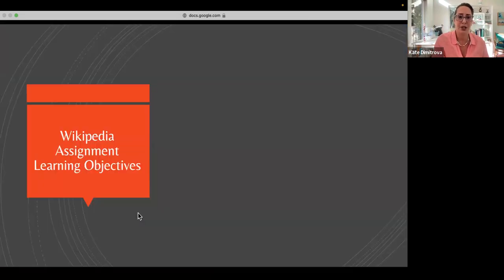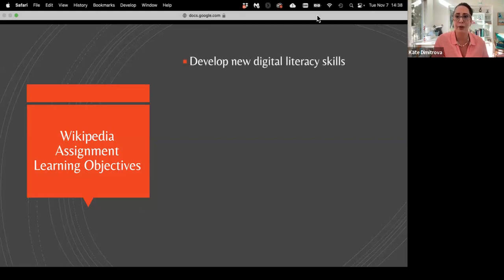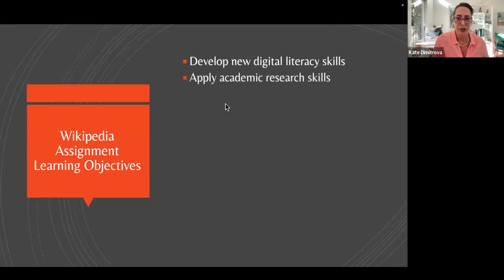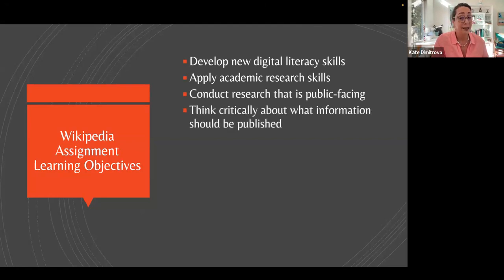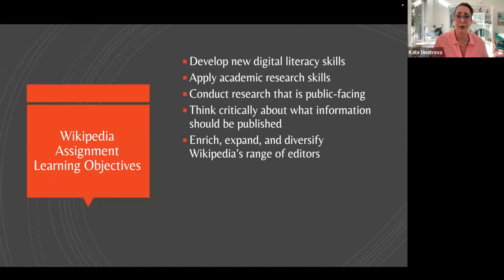And I also just quickly wanted to say, this project meets learning objectives, a lot of learning objectives. So I just thought I'd throw them up for you. So develop new digital literacy skills, apply academic research skills. It ticks all those boxes that a lot of learning objectives are required of us. Conduct research that is public facing, think critically about what information should be published, enrich, expand, and diversify Wikipedia's range of editors. So this is not just about black and white and female, male, and trans and binary. It's also about different religions, different languages, all types of things.